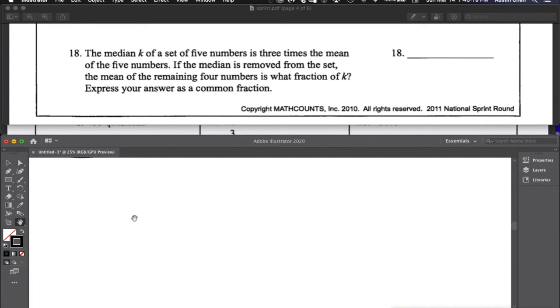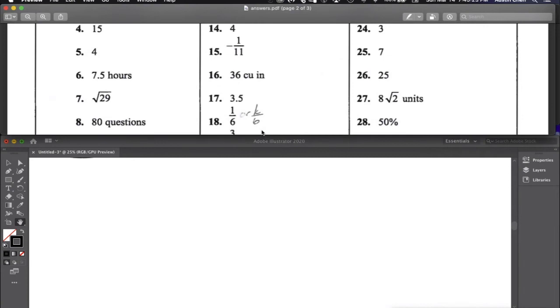And their answer would be 1/6. I mean, k over 6 is technically wrong, right? It says what fraction of k. So k over 6 is wrong. I probably like the teacher we got this from, but I don't know. 1 over 6 is more correct.